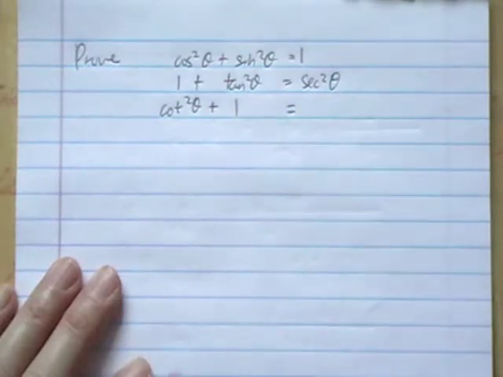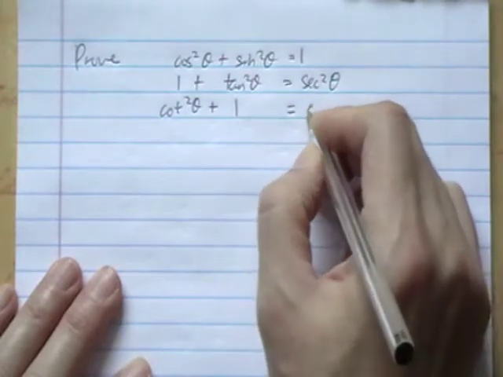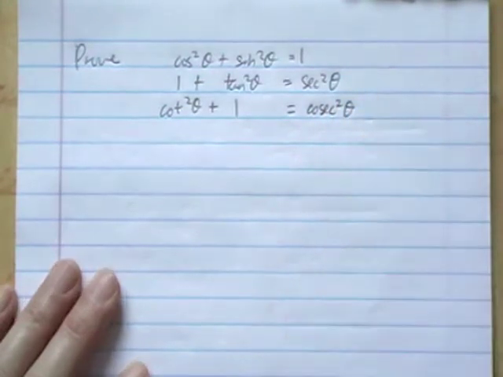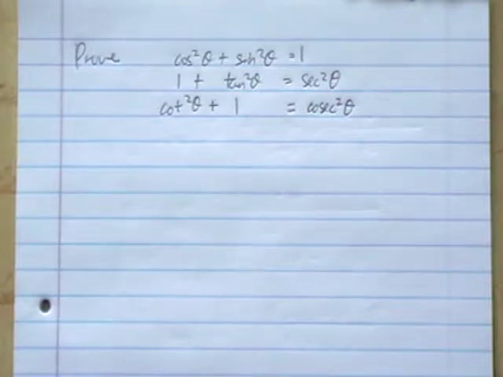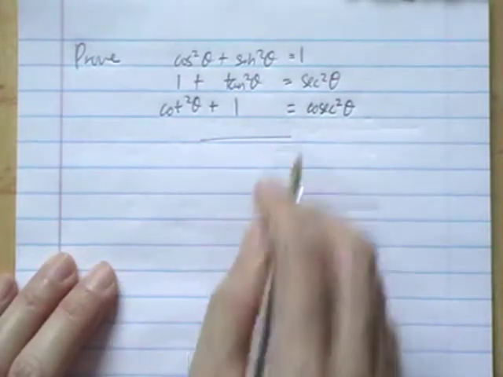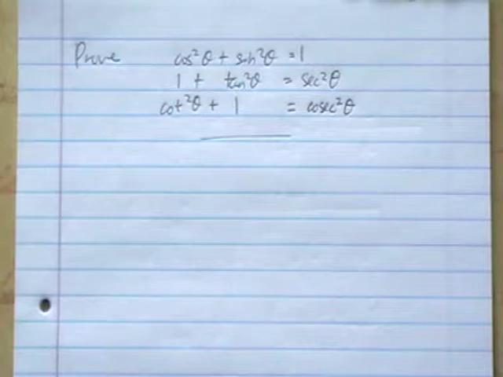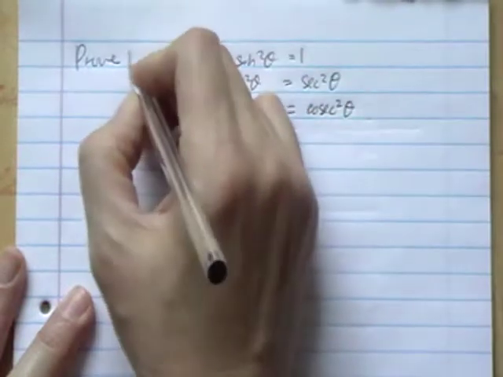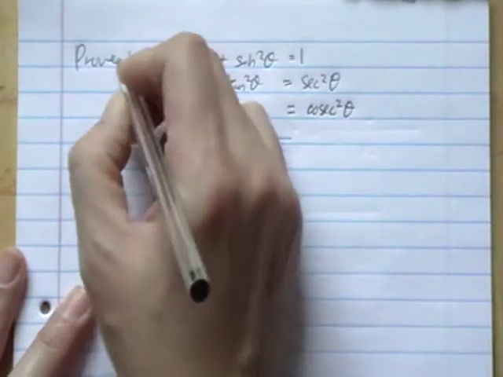Cotangent squared theta plus 1 is equal to cosecant squared theta. So let me start with this. Now in order to do this, we shall start with some definitions. Let me call this 1, 2, and 3.